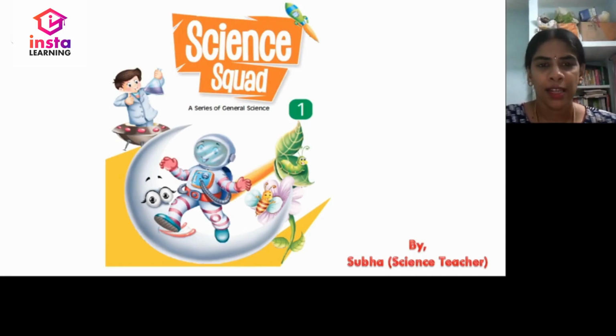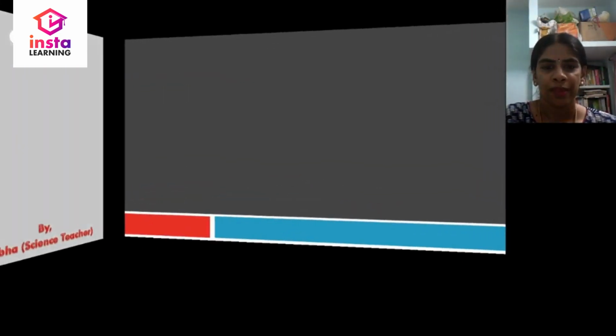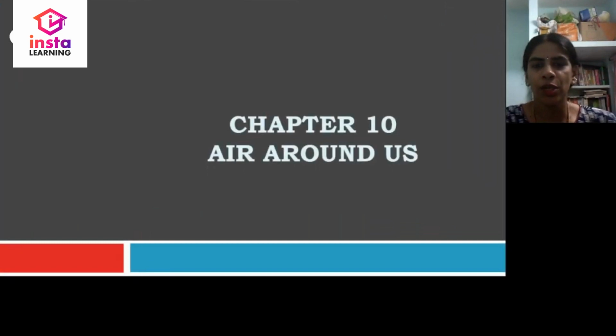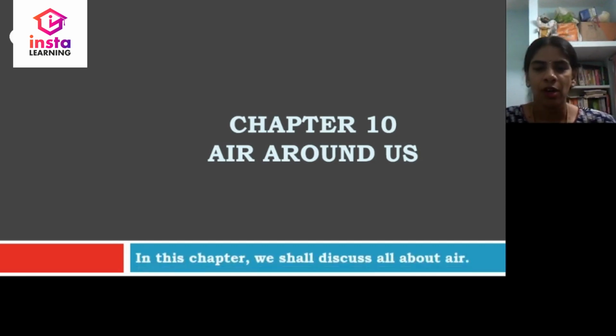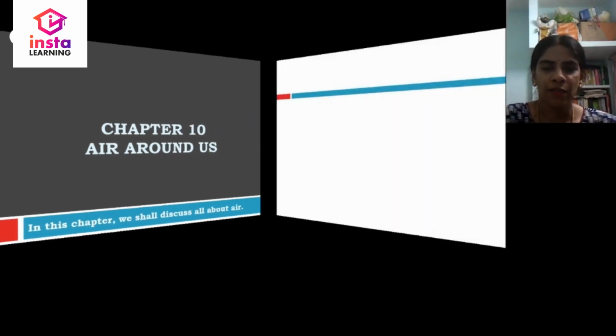Hello students, let us learn General Science for class 1 from the book Science Squad. Today we are going to learn chapter 10, Air Around Us. In this chapter we are going to discuss all about air. Okay? Shall we go into the chapter?